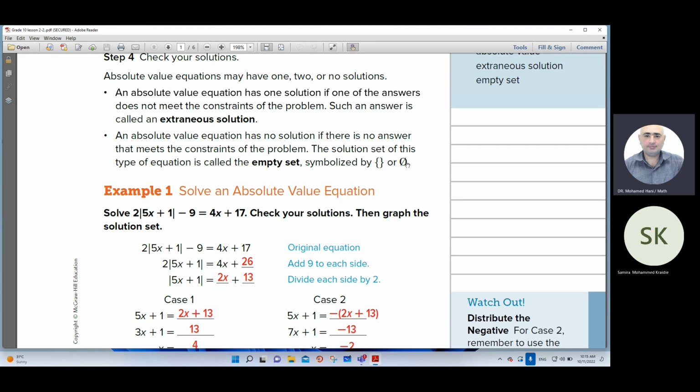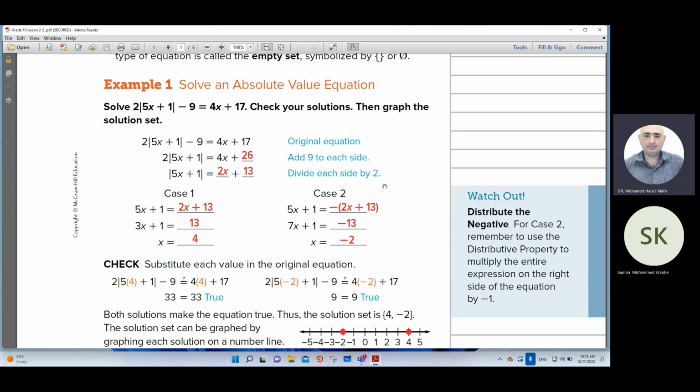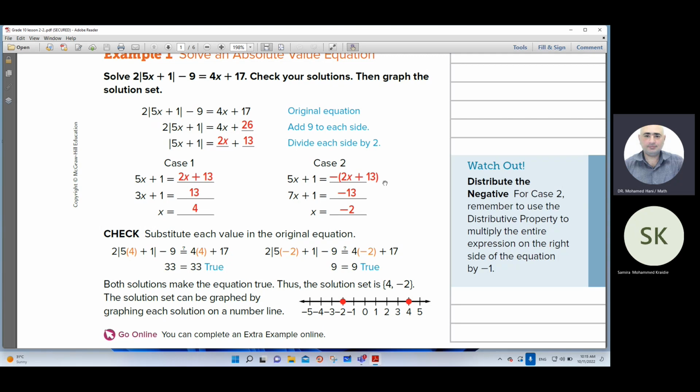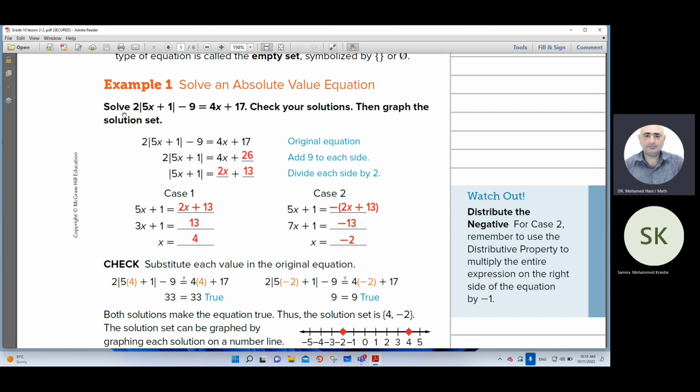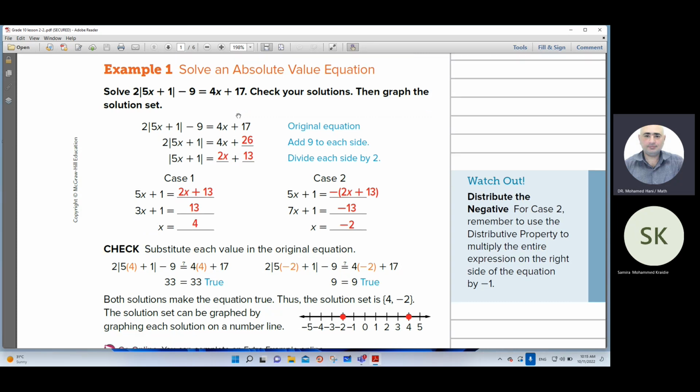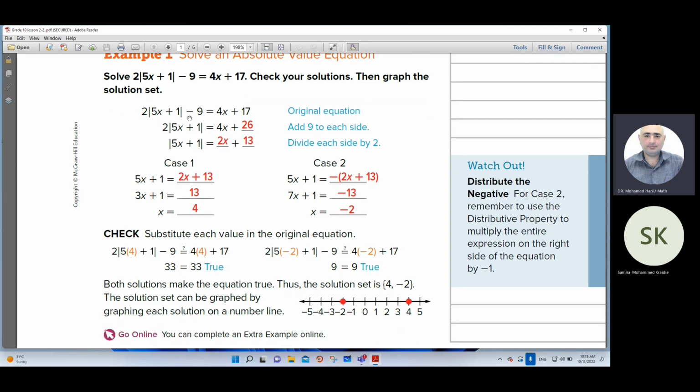Let us take the first example here. You can write this example with me. Solve: 2 multiplied by the absolute value of 5x plus 1, minus 9 equals 4x plus 17. Then check your solution, then graph the solution set. I want to prepare this equation.